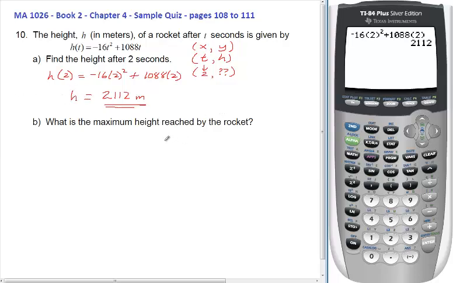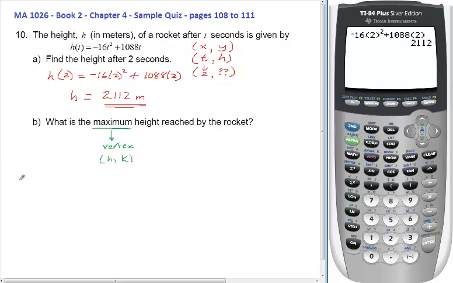So the height after 2 seconds is 212 meters. Now, that's just practice using function notation, substituting. That's all. Now, part B, you see this keyword here, maximum. And anytime you see maximum or minimum of a quadratic equation, then you're looking for the vertex. What is the vertex, in other words, in this case? And how do we find the vertex?